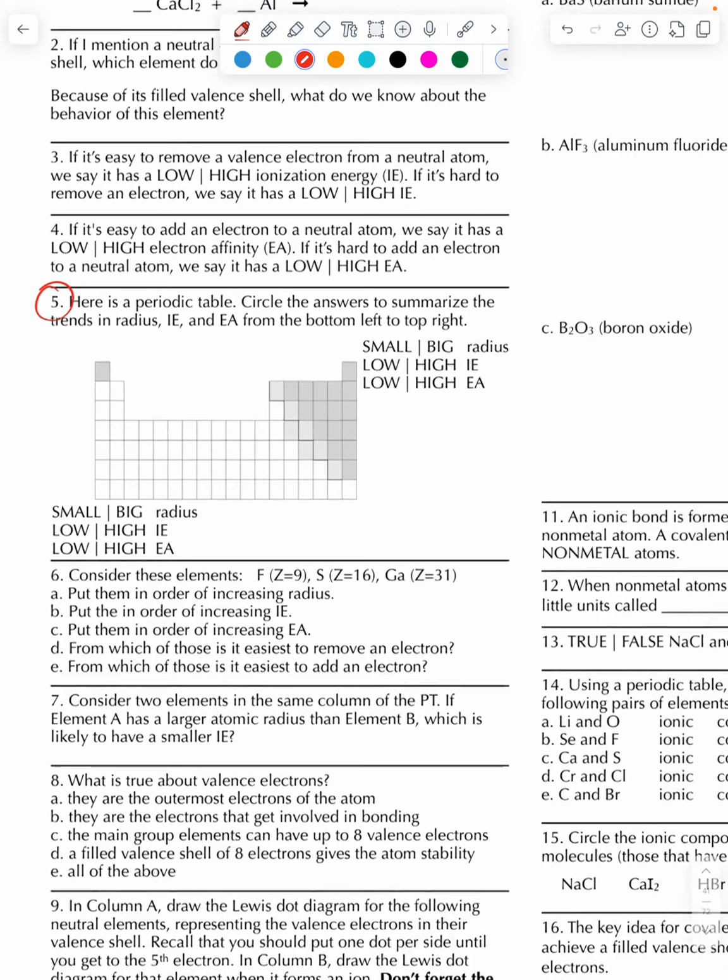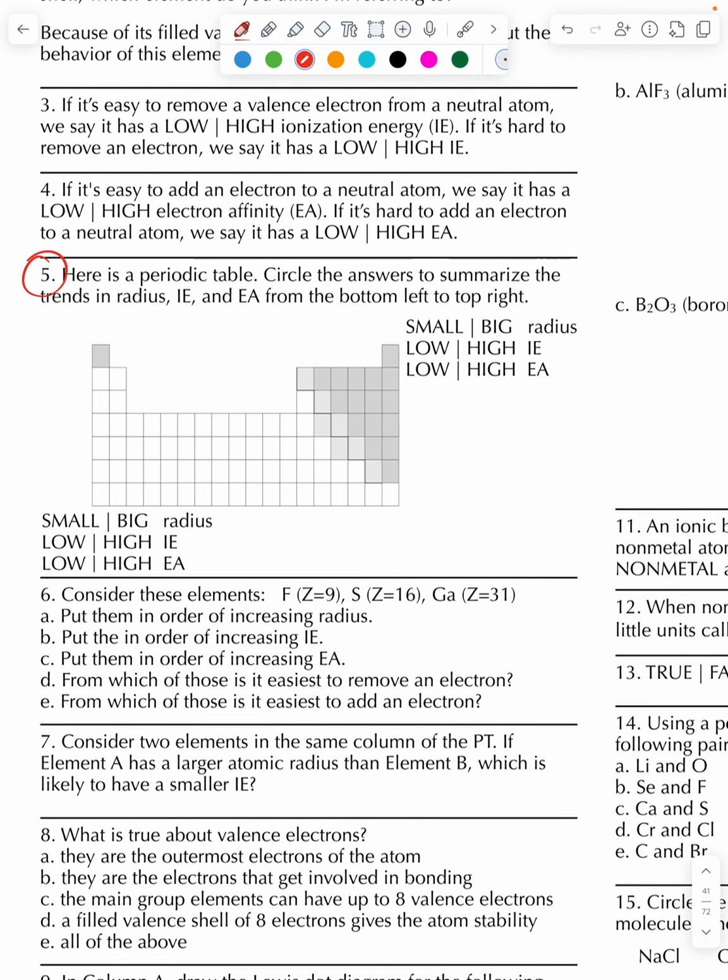85. So really quickly, let's identify the trends. For radius, going down, we have big radii. So the bottom left are the biggest radius atoms. Top right, smallest. And then IE and EA are opposites without even thinking. Down here we have the lowest IE and lowest EA. And the top right-ish, we have the highest IE and EA. And electronegativity is the same trend as IE and EA. The electronegativity would be highest in this corner and lowest in that corner.